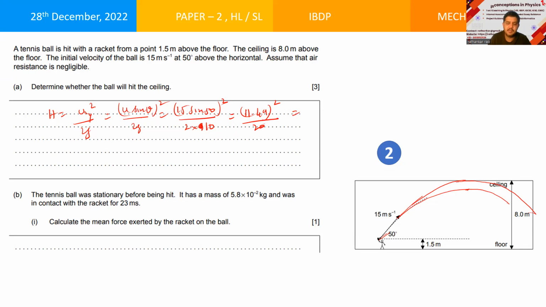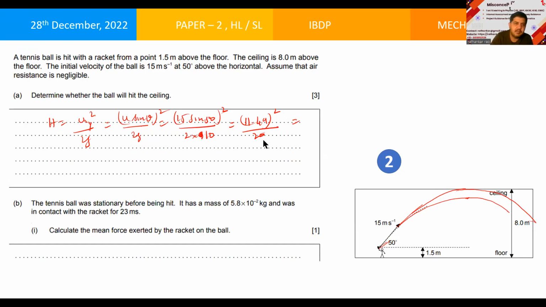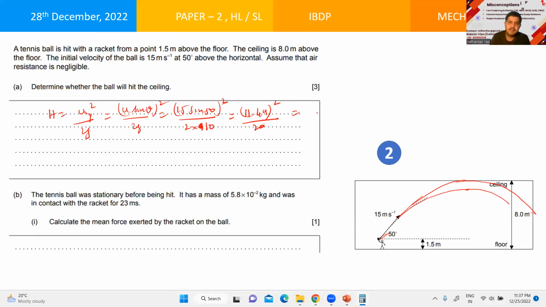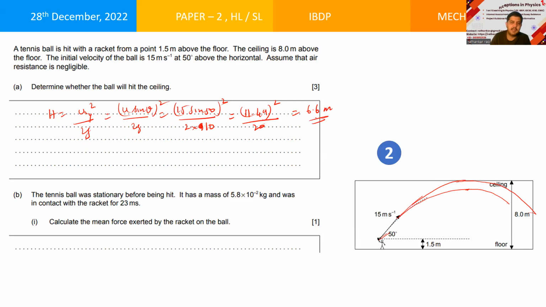Okay, let us do this also here. 11.49 the whole squared, then divided by 20. I get the answer 6.6 meters. Immediately don't jump to a conclusion that it will not hit. The reason is because what have you found? You have found the maximum height reached by it is 6.6 meters. But you see the floor is 1.5 and the total is 8 meters over here.